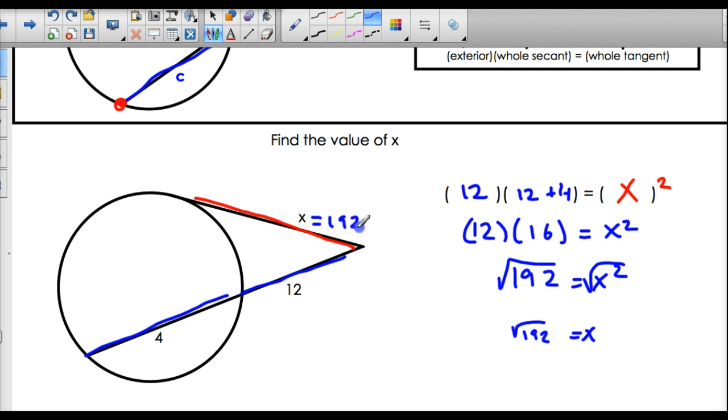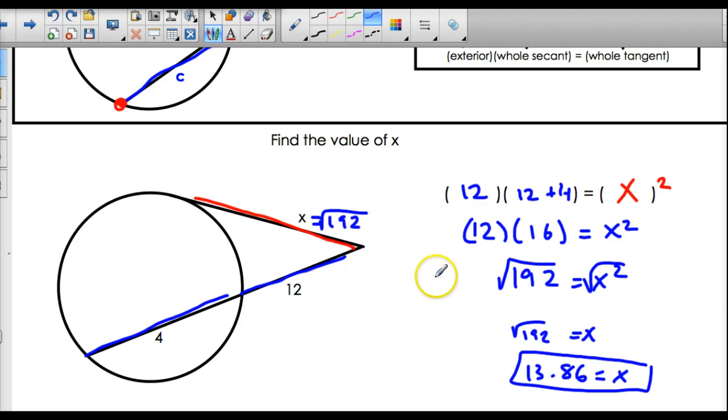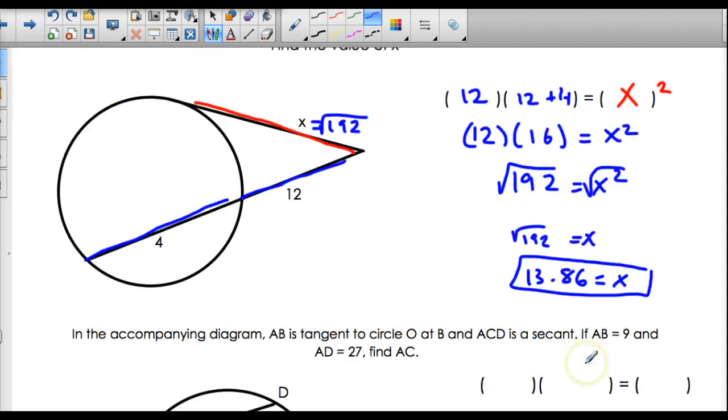Now, at this point, it's probably good to get the decimal, so let's take out our trusty calculators. We're just going to do the square root of 192, and see if you can beat me to it right now. And that gives us 13.8, and I'm just going to round it to the nearest hundredth. And that is our answer, either square root of 192 or x equals 13.86.